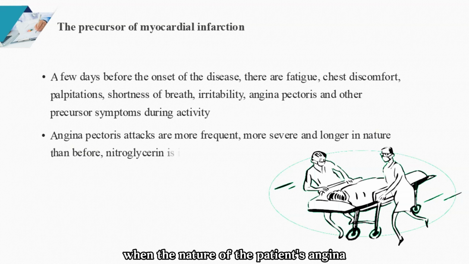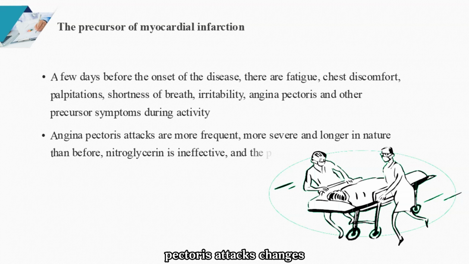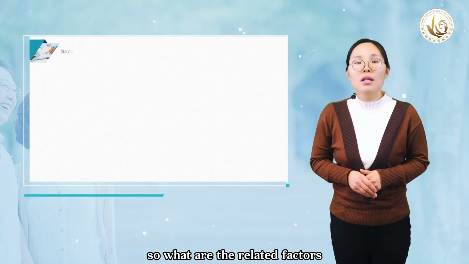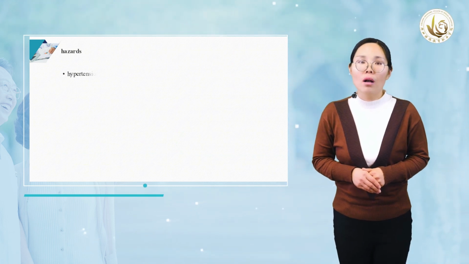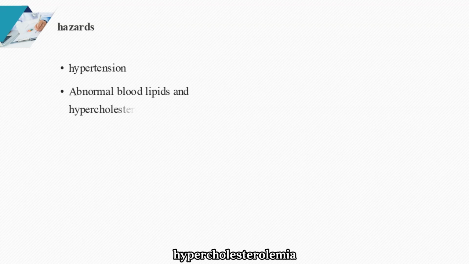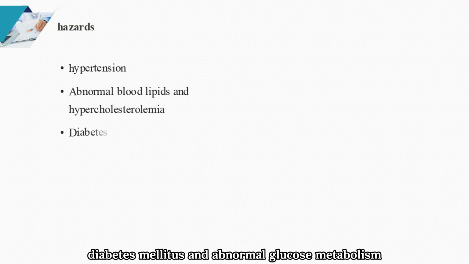Therefore, when the nature of the patient's angina pectoris attacks changes, we must be alert to whether myocardial infarction has occurred. So what are the related factors for the occurrence of this disease? The main risk factors include hypertension, dyslipidemia, hypercholesterolemia, diabetes mellitus, and abnormal glucose metabolism.